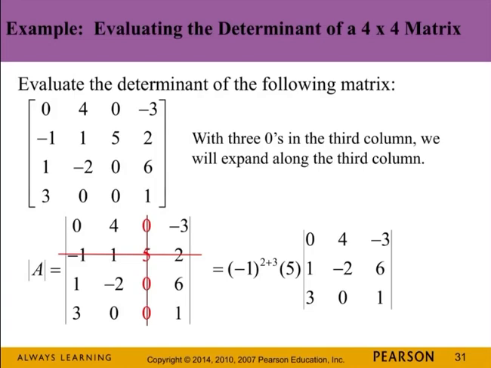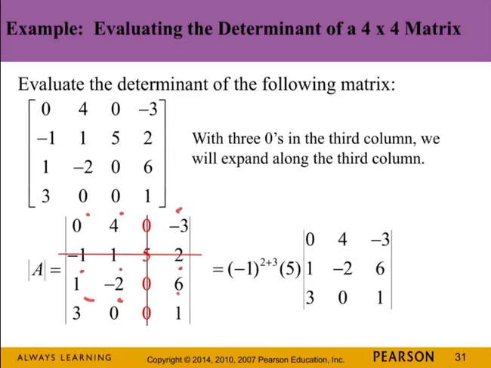You see, okay, with 3 zeros in the third column, we will expand along the third column. Okay, so they simplified it. They chose a column that had a lot of zeros, so that cut out a lot of the work. When you expand along the 0, that's gone. So then to get the proper sign of this guy, you've got to say -1 to the power of 2 plus 3, since this is the second row, third column. So that's going to be a -5, and the resulting determinant comes from the 0, 4, -3, 1, -2, and 6.